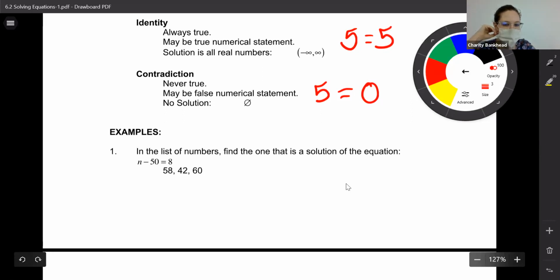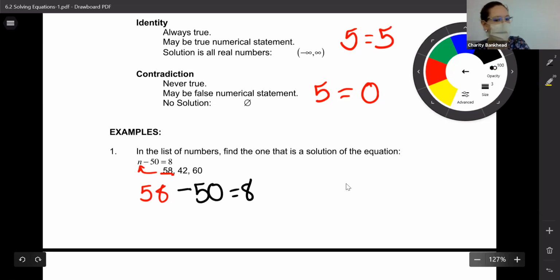So number 1, it says in the list of numbers, find the one that is a solution of the equation. The equation is n minus 50 equals 8. Let's plug in each of these numbers to see if it's a solution. Plug the number in place of n. So that would be 58 minus 50 equals 8. 58 minus 50 is 8, so 8 equals 8. So 58 is a solution.